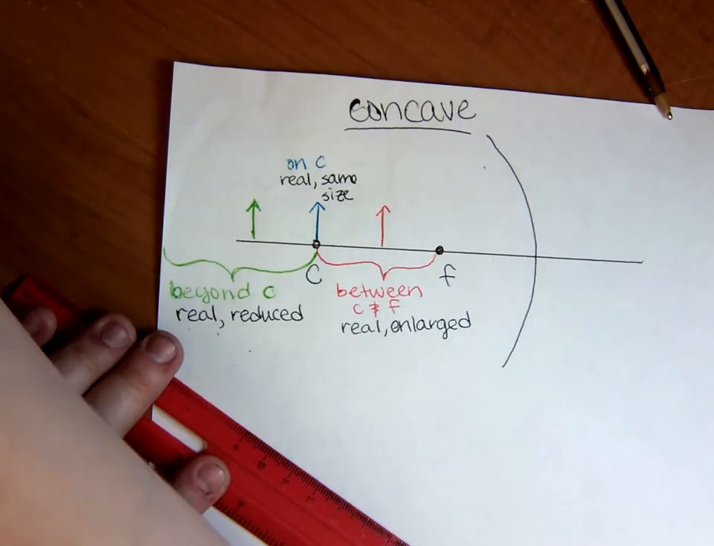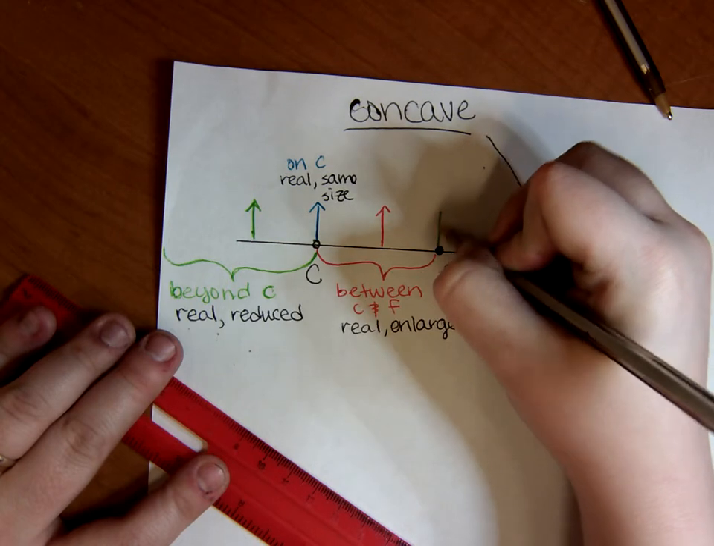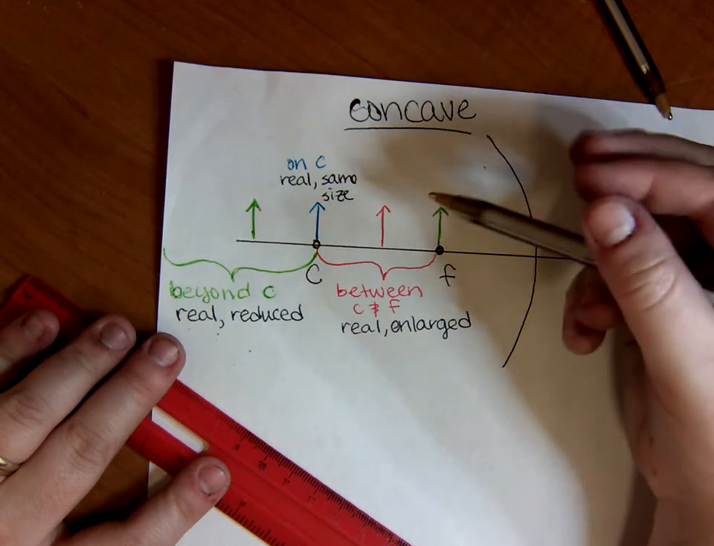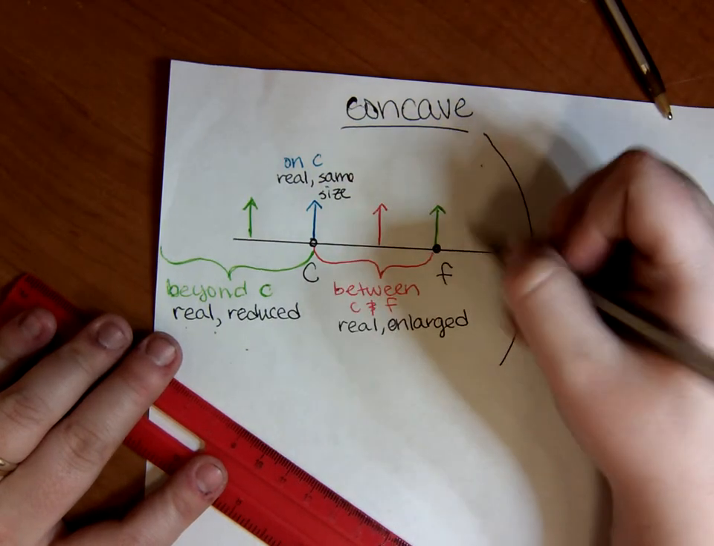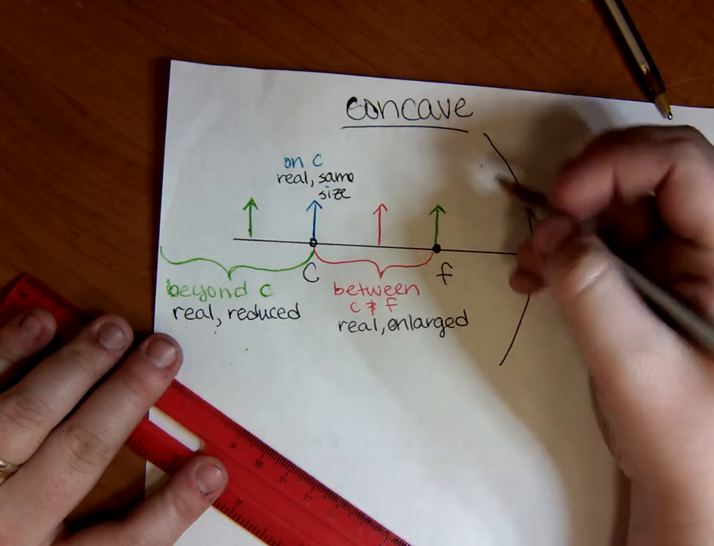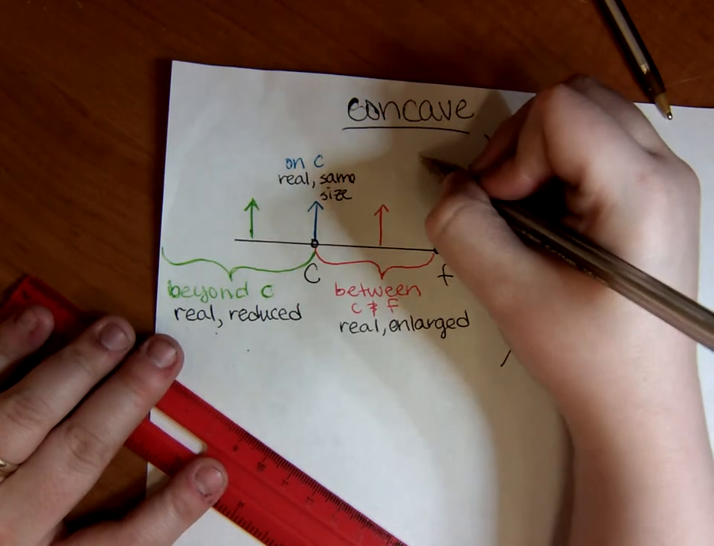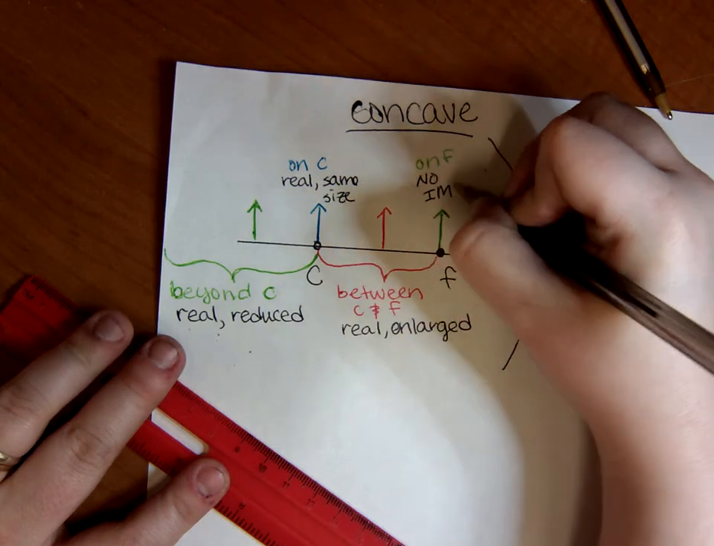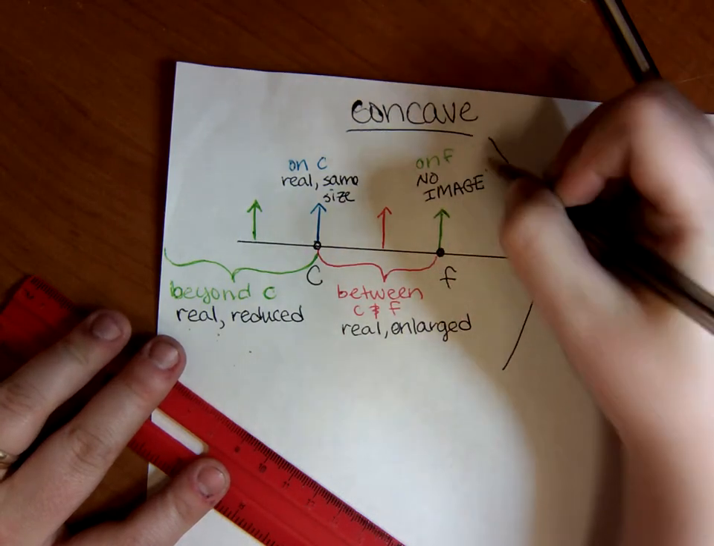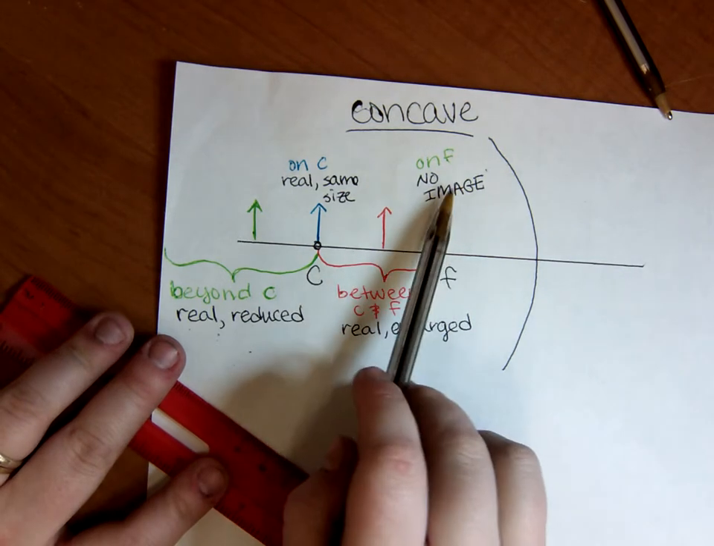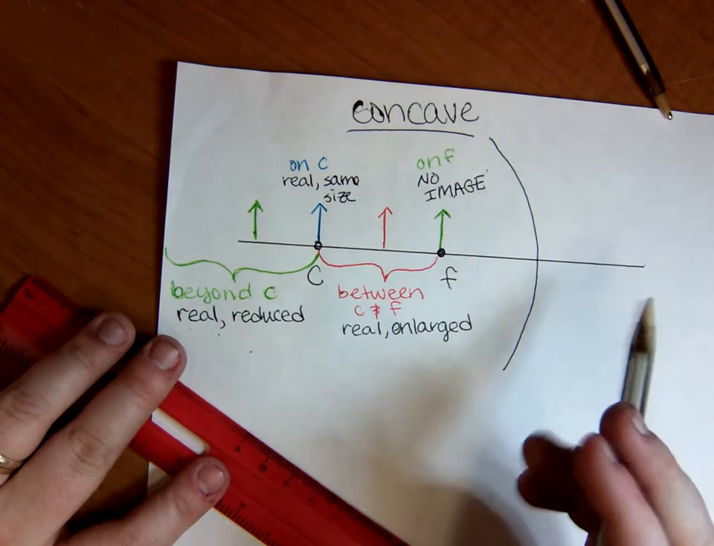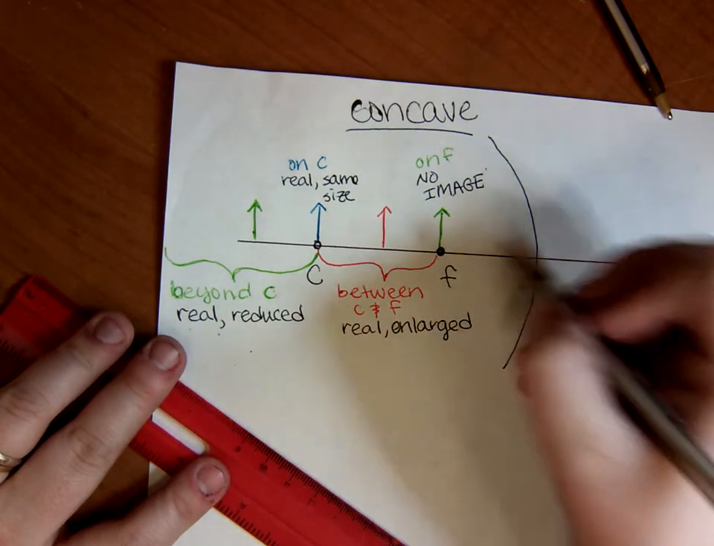What about if our object falls on the focal point? This is the strangest, and you'll have to trust me or work a problem that has this situation, perhaps, to believe me. But if your object is on the focal point, there is no image formed. So like I said, this one's the strangest, and we will certainly, in class or in another video, work one where that is the case.